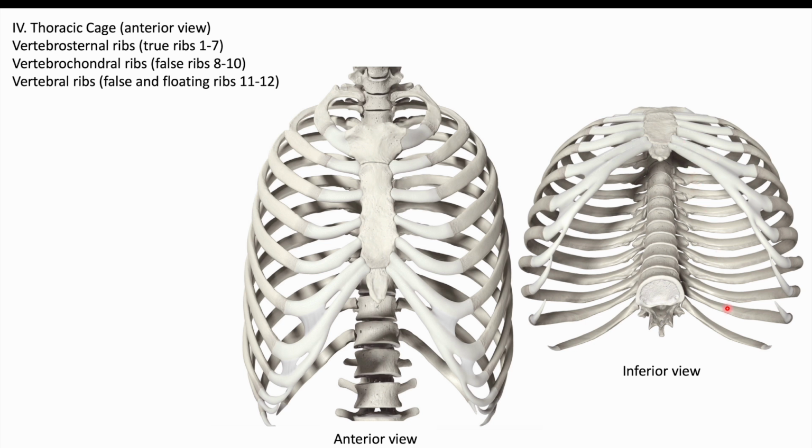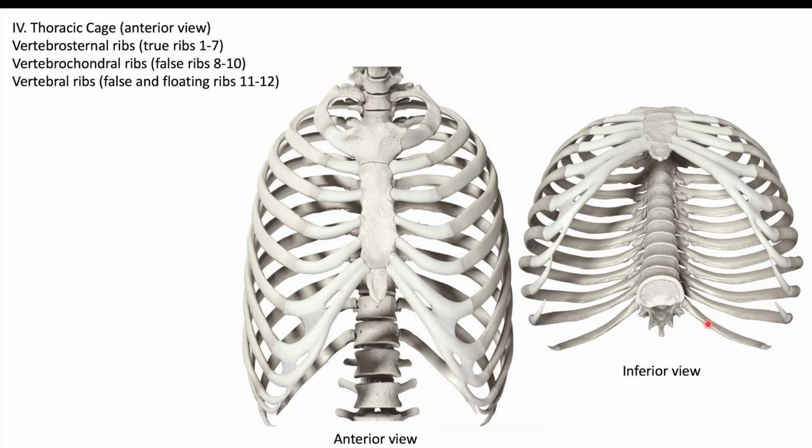And then finally, we have ribs 11 to 12. These are called the false and floating ribs. Vertebral ribs, that's what they're called. So make sure you write vertebral ribs. And ribs 11 through 12 are called false and floating because they are not attached directly to the sternum at all.